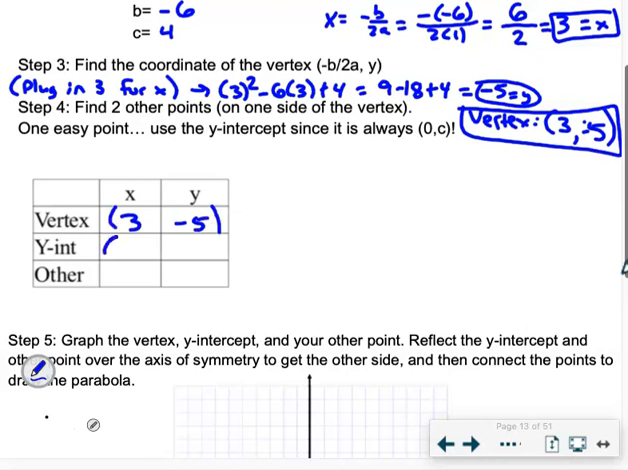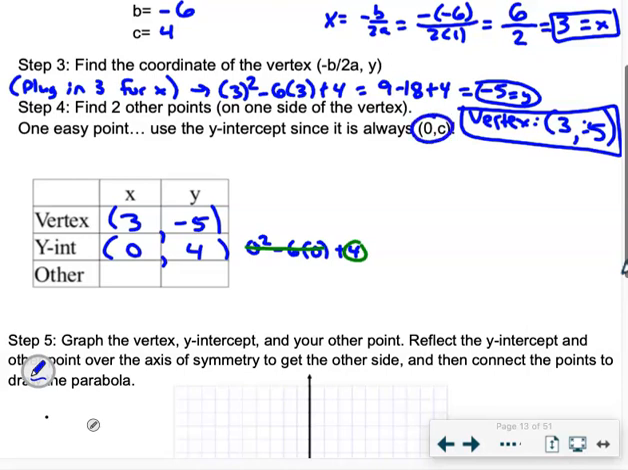The y-intercept is going to be when you plug in 0. Okay, when you plug in 0, our equation is 0 squared minus 6 times 0 plus 4. What's always going to happen is when you plug 0 into these first 2 terms, they're going to cancel. So the y-intercept is always whatever c is. So this is going to be (0, 4). Remember, you always want to use the y-intercept since it is always (0, c).